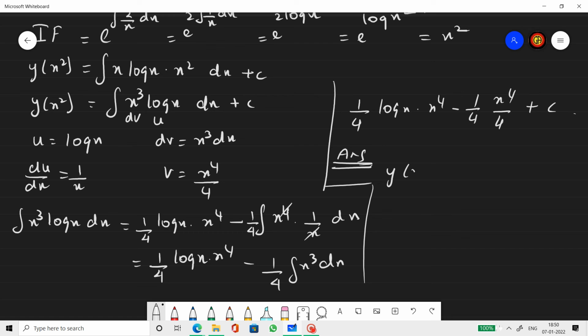So the final answer is y into x square equals x power 4 by 4 log x minus 1 by 16 x power 4 plus c.